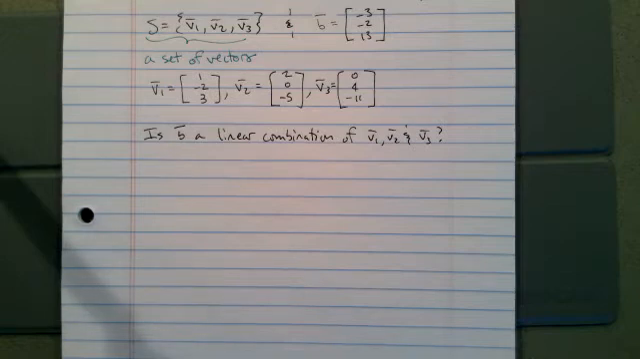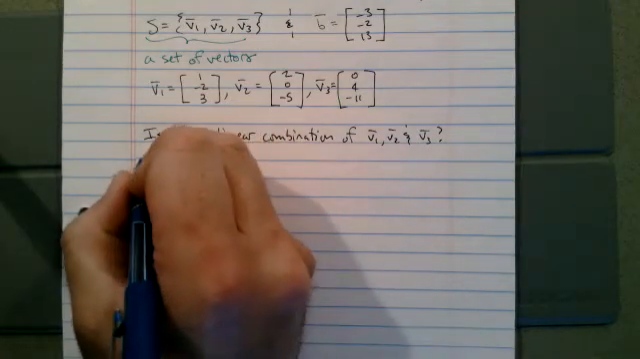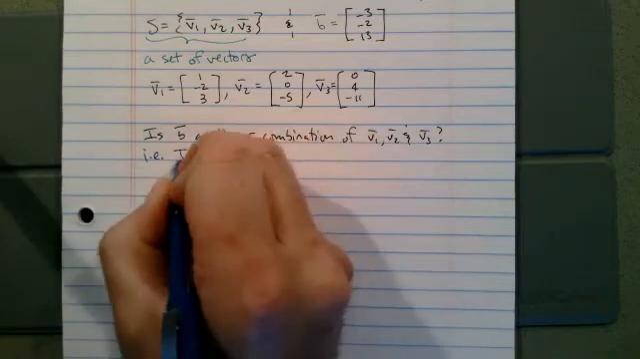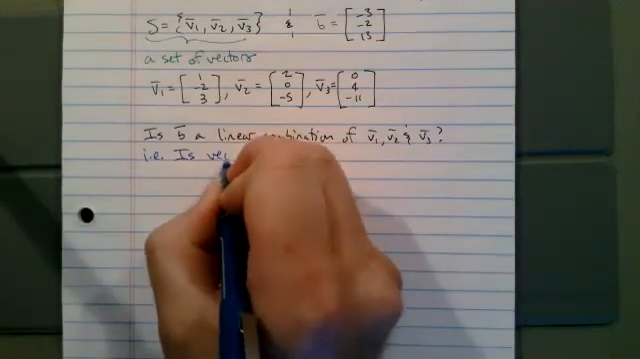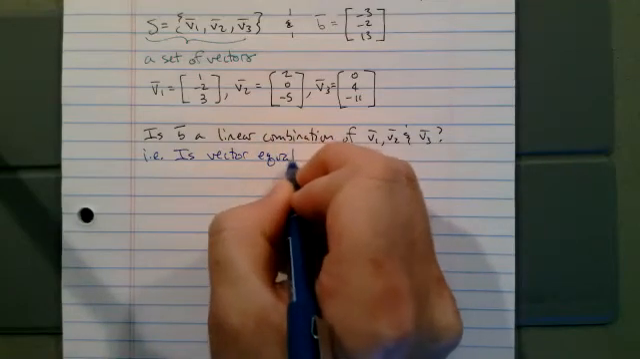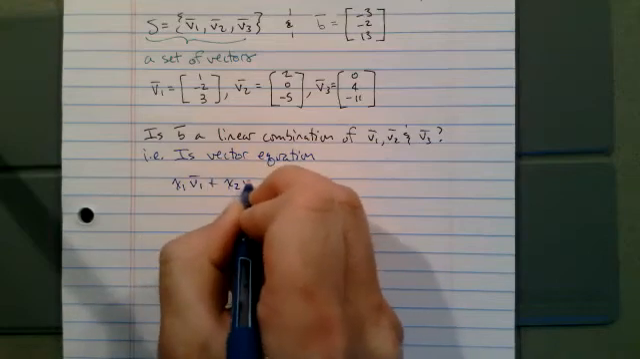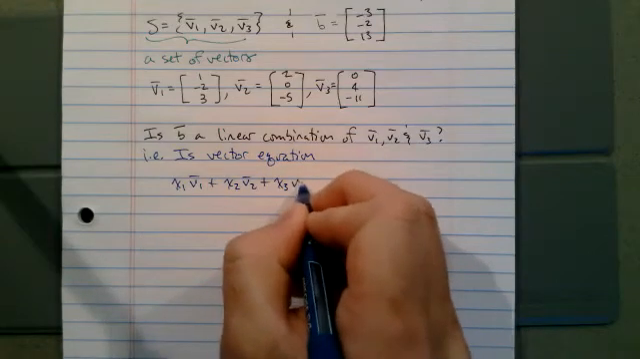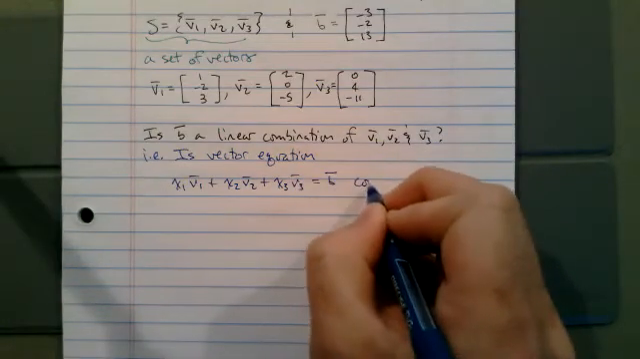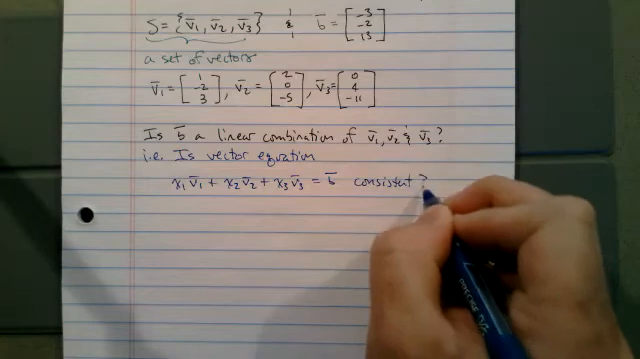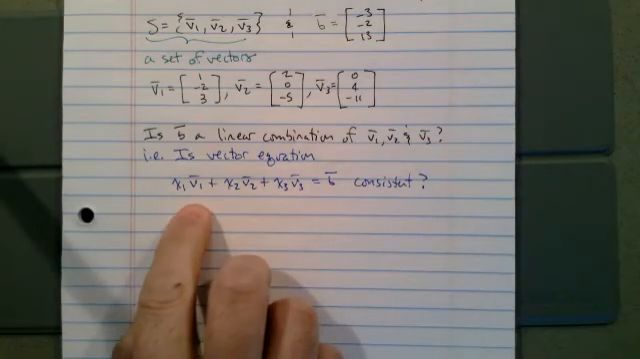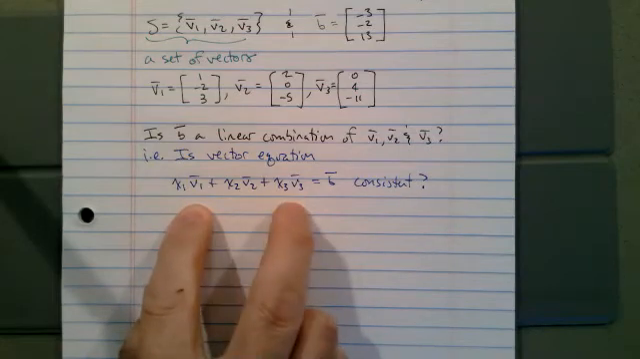So to determine it, we want to determine if b is a linear combination of the vectors v1, v2, and v3. Another way to ask this is to say: is the vector equation x1 v1 plus x2 v2 plus x3 v3 equals b consistent? You can also write this as v1 times x1 plus v2 times x2 plus v3 times x3.